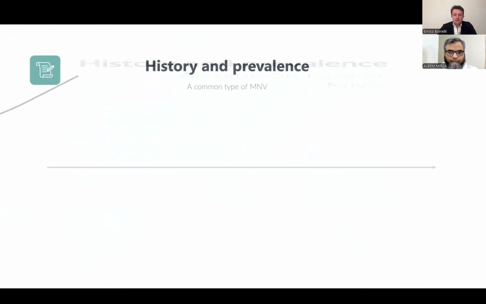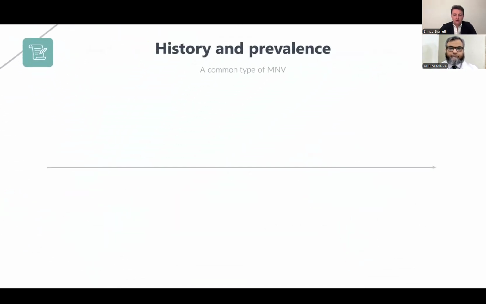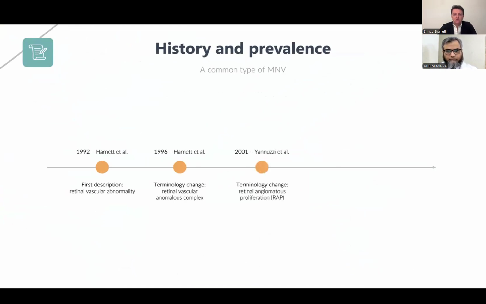So we will start with the history of type 3 macular neovascularization, just to remind everyone that this was first described in 1992. There was a change in the terminology in 1996. It was named retinal angiomatous proliferation in 2001, and finally the name was changed again to type 3 macular neovascularization, which is the current name, in 2008.